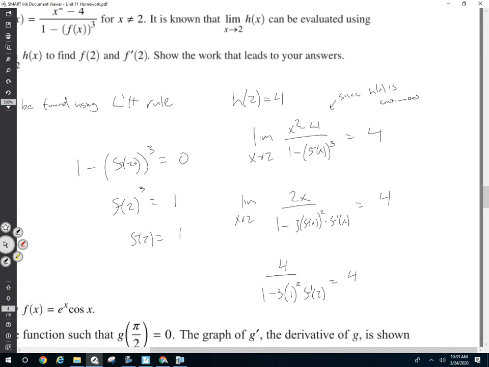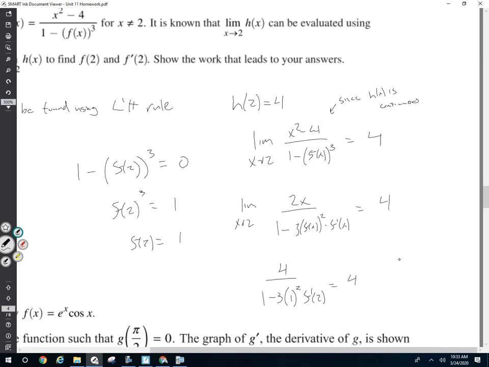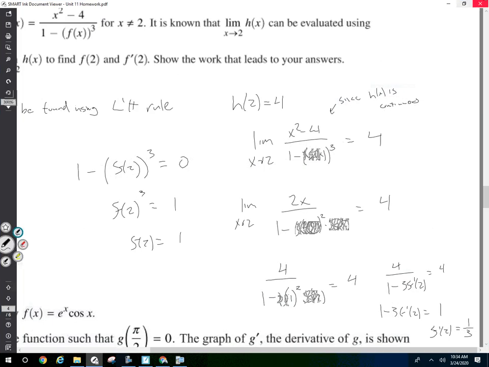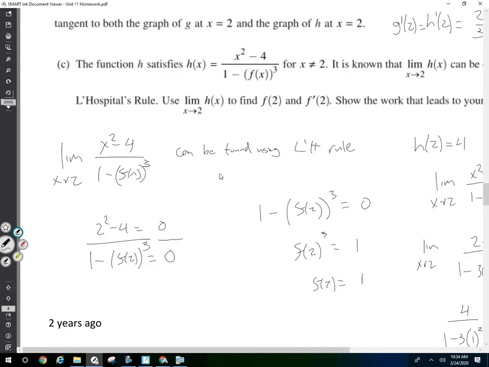So I get 4 over 1 minus 3 f prime of 2 equals 4. Divide by 4, flip both sides. 1 minus 3 f prime of 2 has to equal 1. Subtract 1, divide by negative 3. F prime of 2 has to equal 1/3. Is that what I got? That must have been what I got.